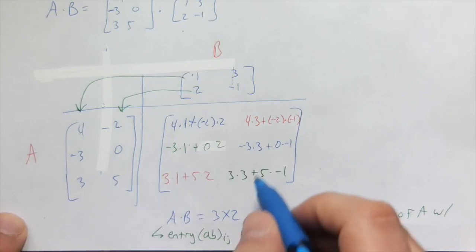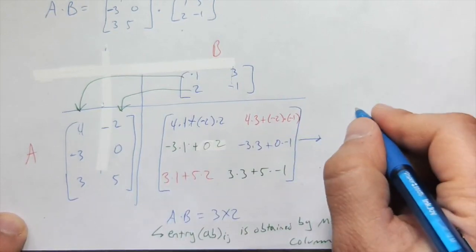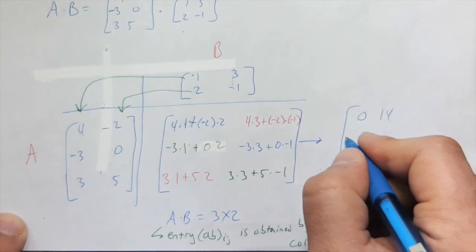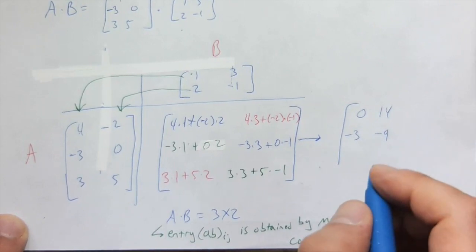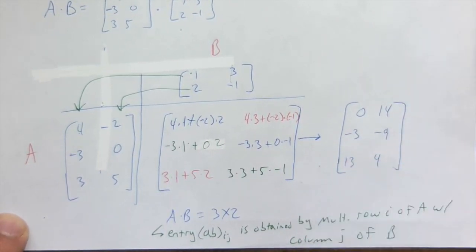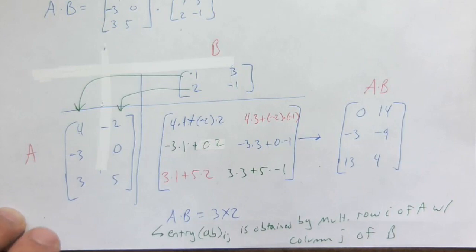And so when we do all those multiplications and the sums, we get 0, 14, minus 3, minus 9, 13, and 4. And that is the product A times B. So we just multiplied matrices A times B, and we obtained that product right there.